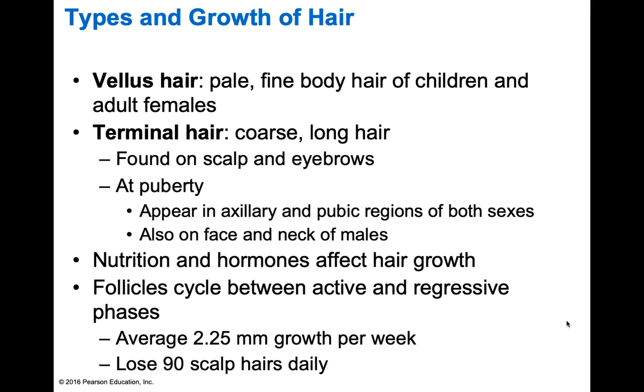Nutrition and hormones, of course, are going to affect the growth rate of hair. And then the follicles cycle between active and regressive phases. So if you ever go to get laser hair removal, you have to do it for about 2 years. It's not every day, but every couple months for 2 years, because of these cycles. You want to make sure that you get the regressive phases of all of these follicles as well. You get an average of about 2.25 millimeters of growth per week in your hair follicles, and you lose about 90 hairs from your scalp every day.